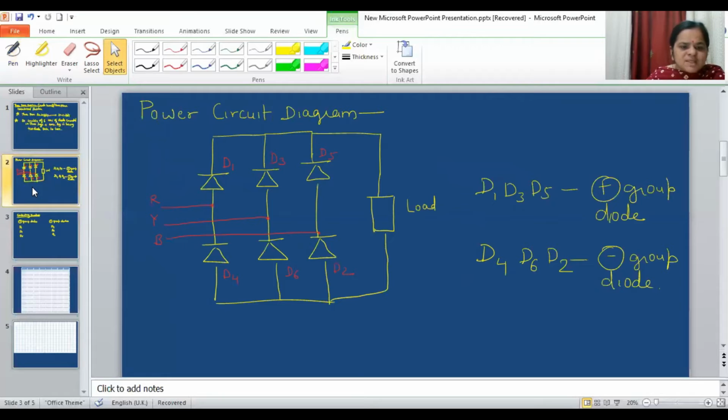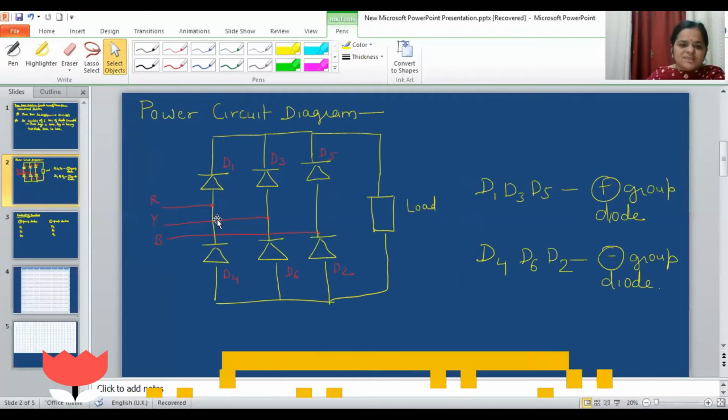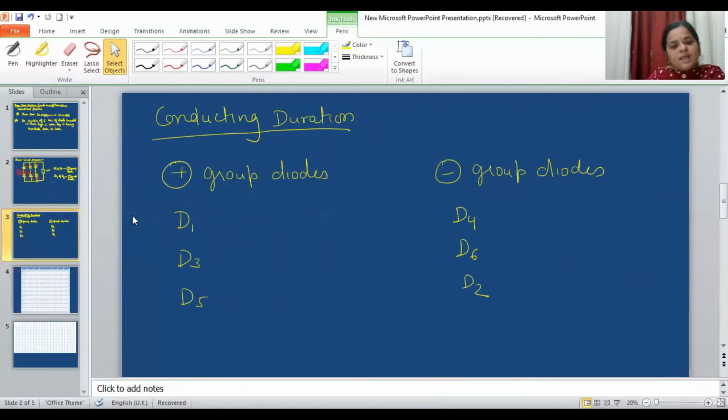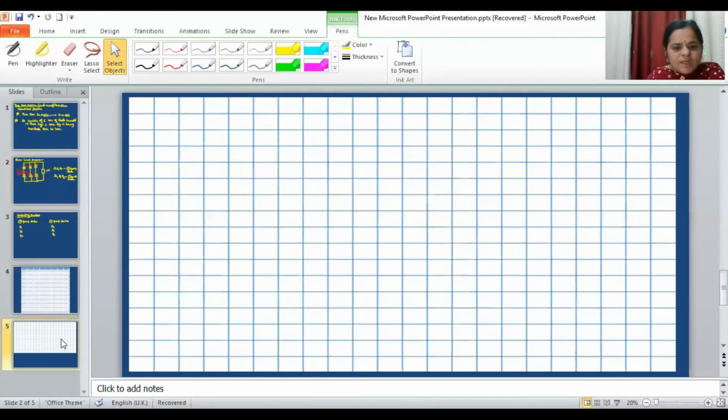Now in the power circuit diagram, you can see that the D1 anode is connected to the R phase, the D3 anode is connected to the Y phase, and the D5 anode is connected to the B phase. Positive group diodes will conduct when the maximum positive supply is connected to them, whereas negative group diodes will conduct when the maximum negative supply is connected to them. We are going to identify the durations with the help of the three-phase AC supply.